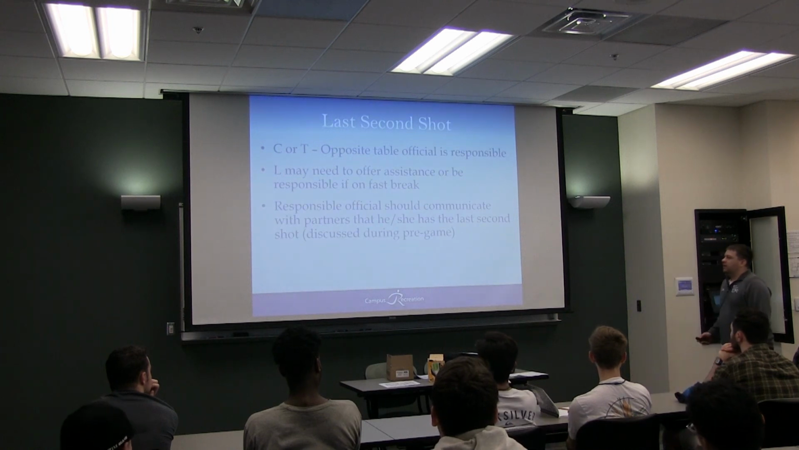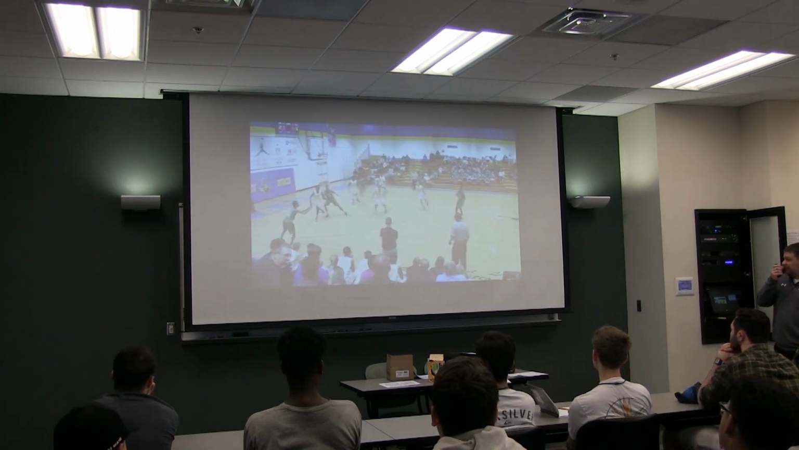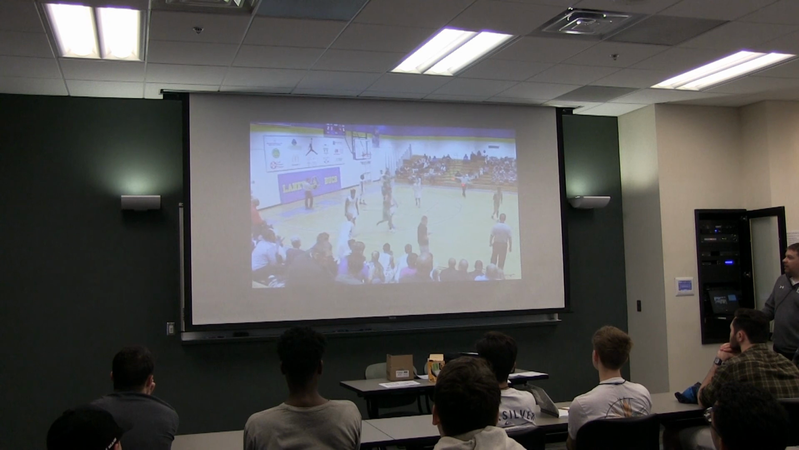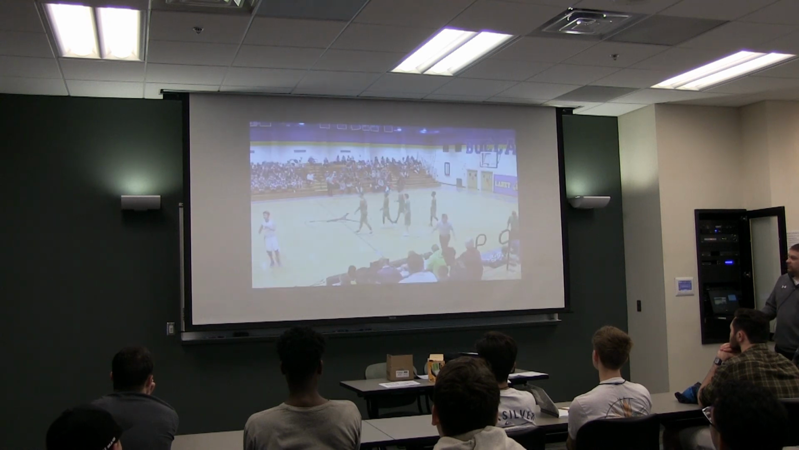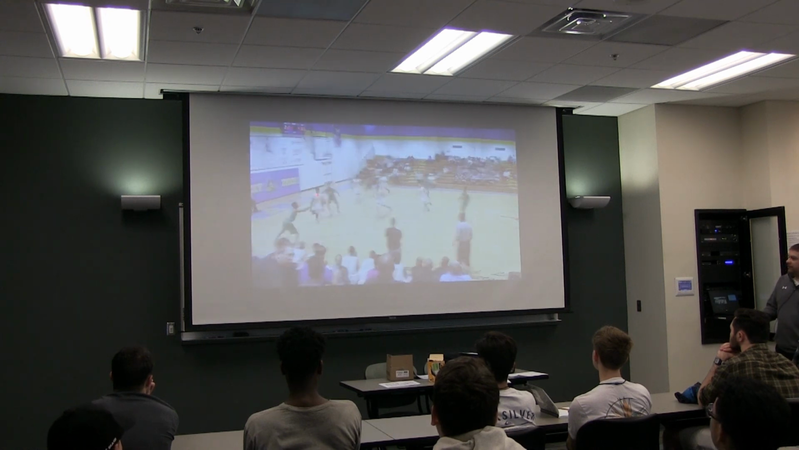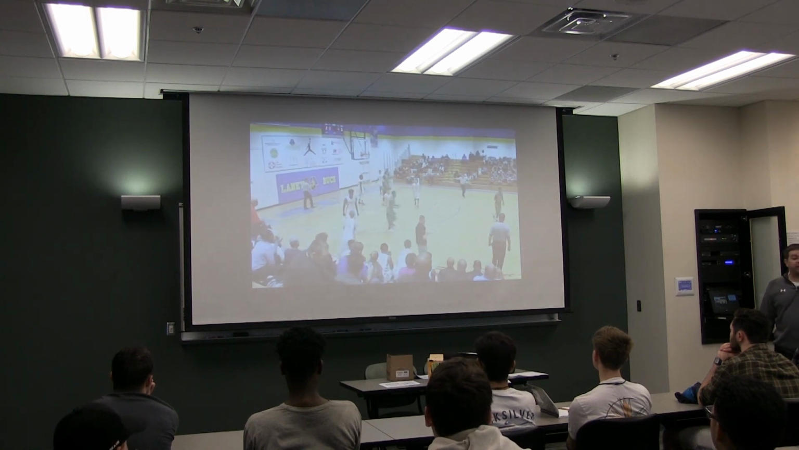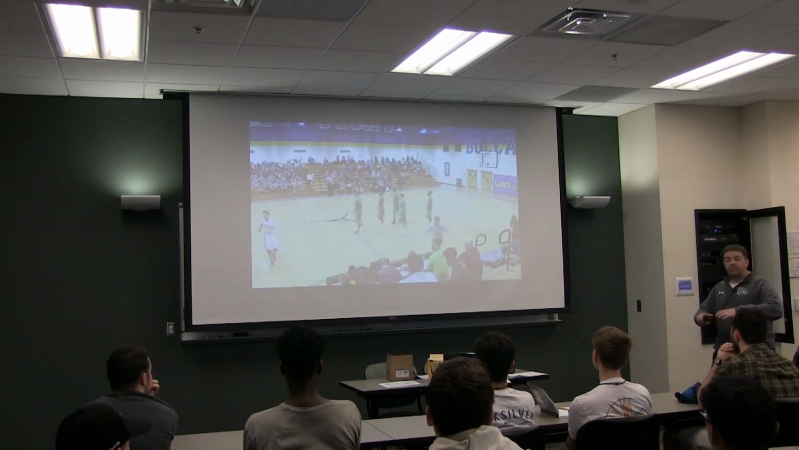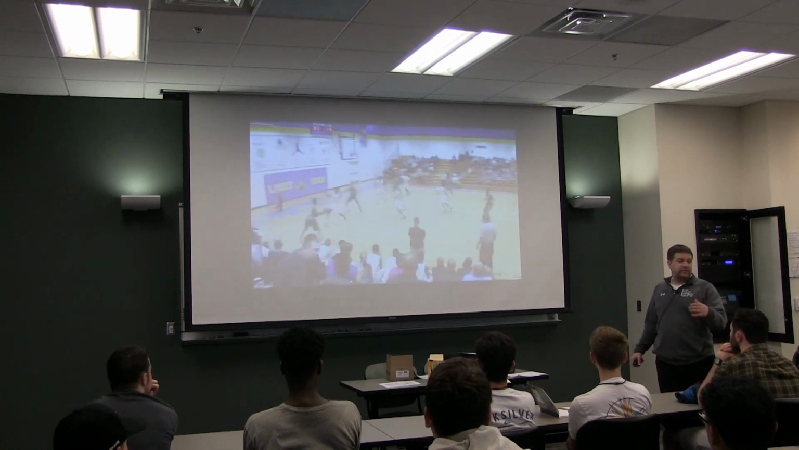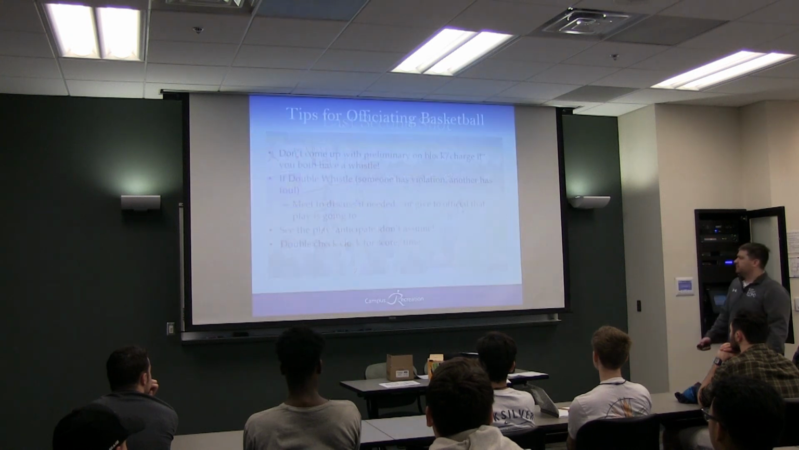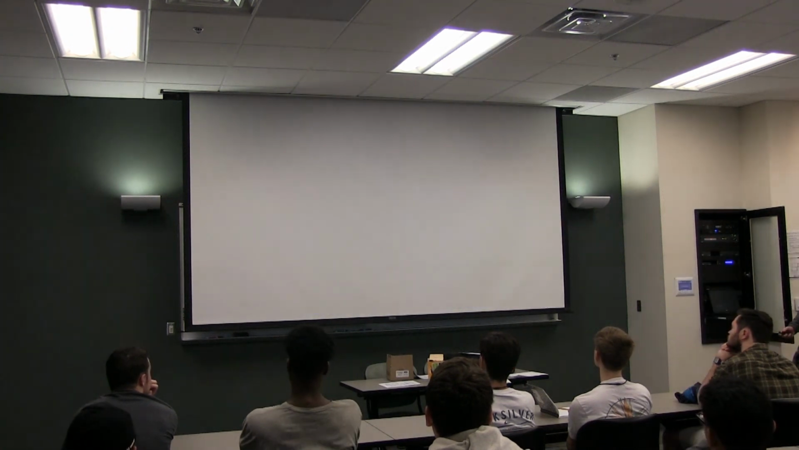But here's an example of a last second shot. So we wipe it off. My partner should have an opinion on it. If it gets off before the horn, don't blow your whistle. Just let it go. And if it goes in, you come and score it. If it doesn't, just put your hand up and blow your whistle like this. All right, questions?